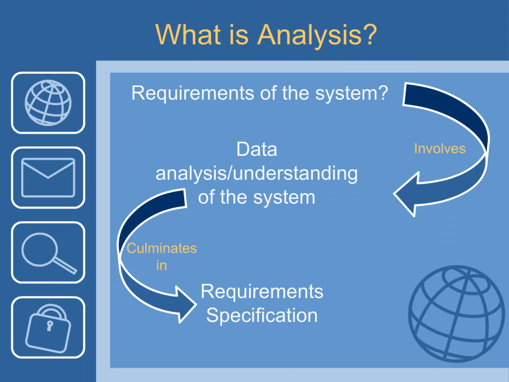So when you're considering answering the question of what is analysis, I think this little diagram represents it quite well. You're looking at what the requirements of the system are, and that's going to involve some data analysis and basically coming up with an understanding of the system. That's quite a holistic view of things. It's quite widespread and depends on the system. And then you end up with this requirement specification, and this is the end of analysis where you can go on to design. You need that requirement specification to be able to go on to design.